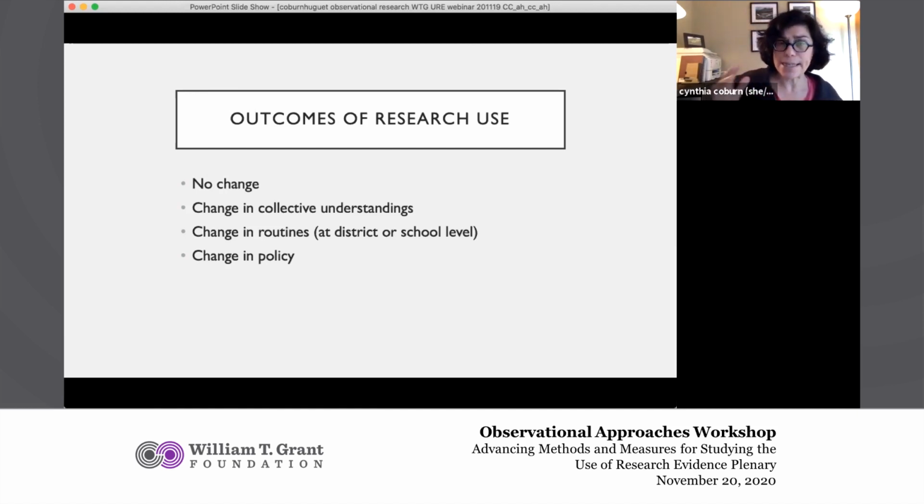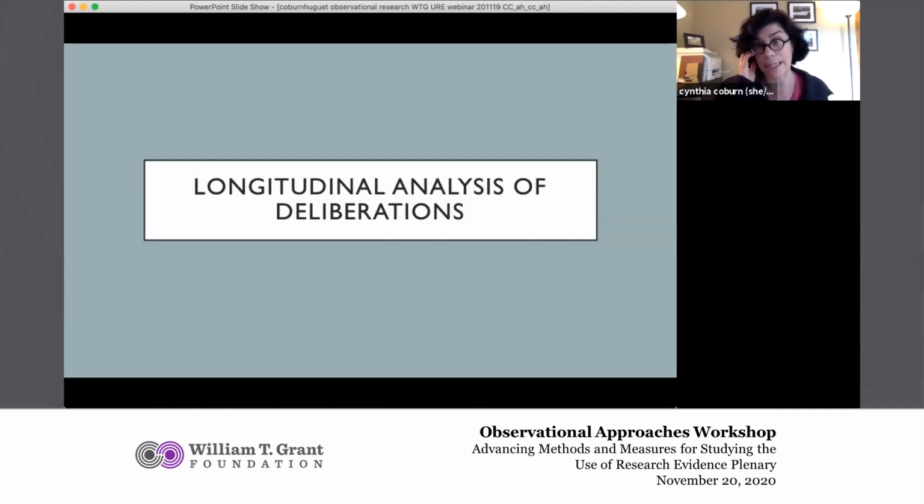And there are certainly downstream effects like changes in student outcomes, but in our work, we look at the impact of research use on district level processes. So that's what we're focused on. And I'm going to turn this over to Alice, who's going to take us through the first approach, which is the longitudinal analysis of deliberations.